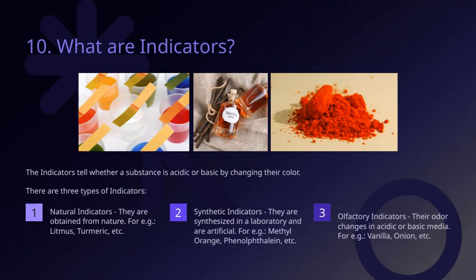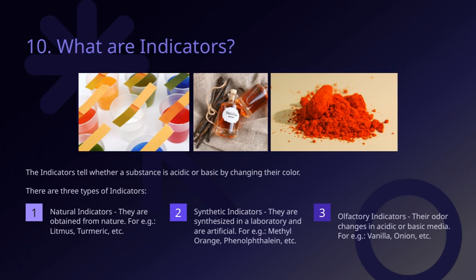Now, let's explore the different types of indicators. First, we have olfactory indicators. These are quite interesting because their odor changes when they are in acidic or basic media. For example, vanilla or onion, they give off a distinct smell depending on the pH of the solution they are in. This change in smell helps us identify whether a substance is acidic or basic.